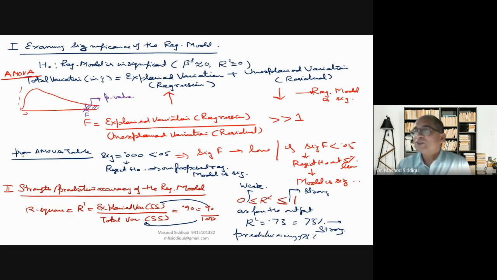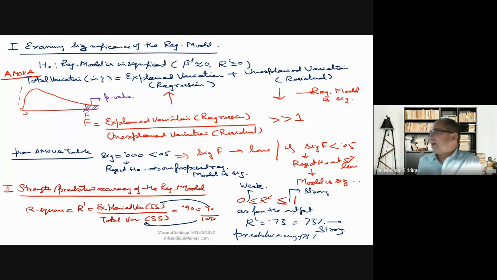So here we examine the strength of the predictive accuracy of the regression model. It is done by the R square. R square is the ratio of explained variation sum of square divided by total variation sum of square. The value of R square lies between 0 and 1. If values are near to 1, it is said that our model is strong. If the values are near to 0, we can say that our model is weak or having low predictive accuracy. But it is better to use the objective form and not the judgmental subjective form.